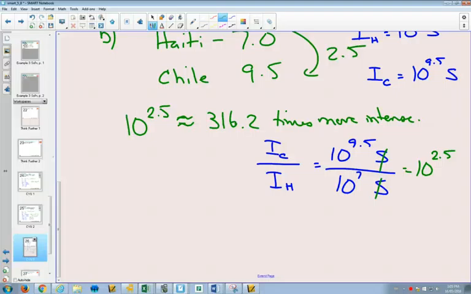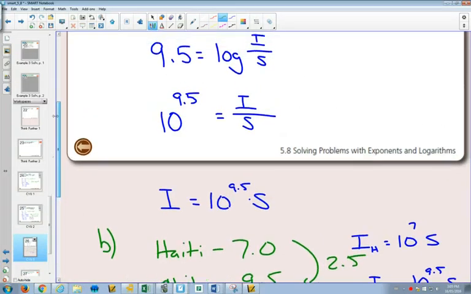And most people show just that we've gone up by 2.5 and go directly to 10 to the 2.5. Even though the formula would be given in a question like this, it's okay to show that you understand it this way. You wouldn't need to use your formulas.